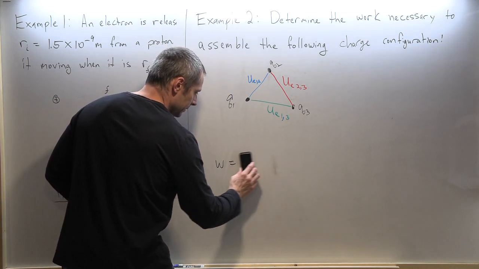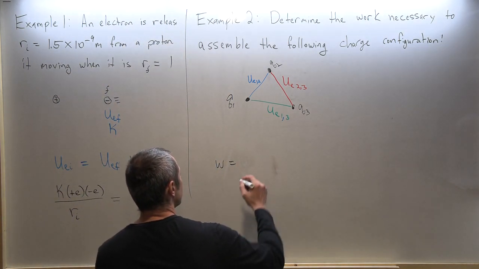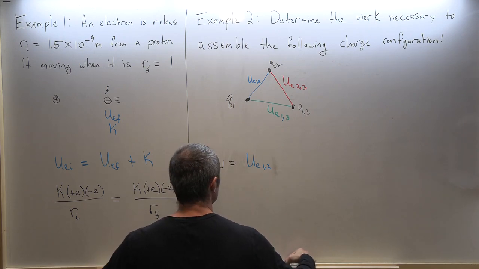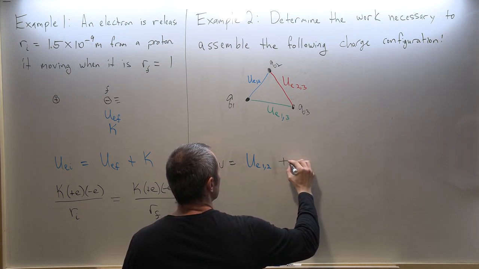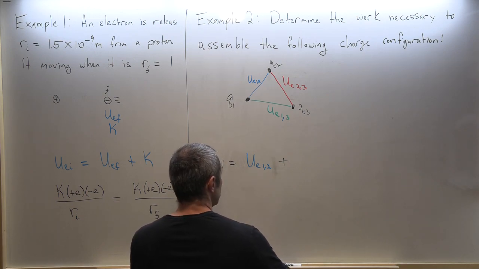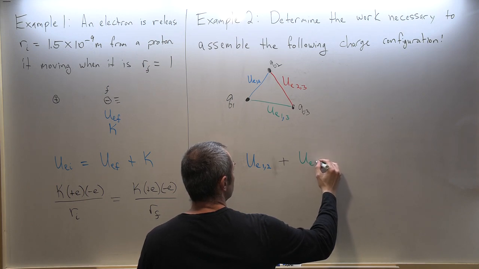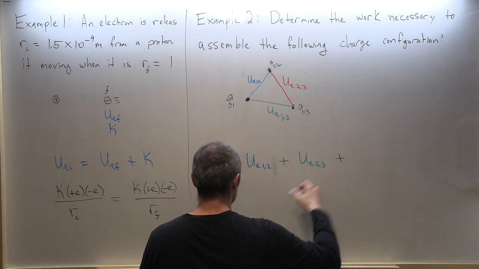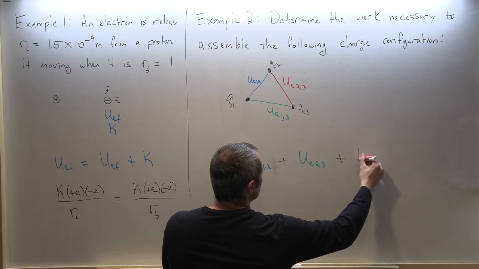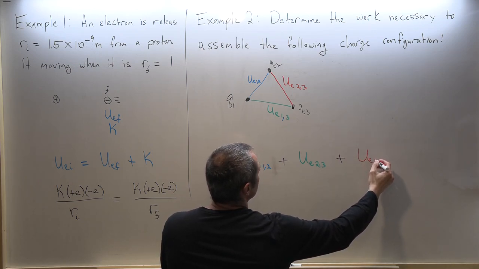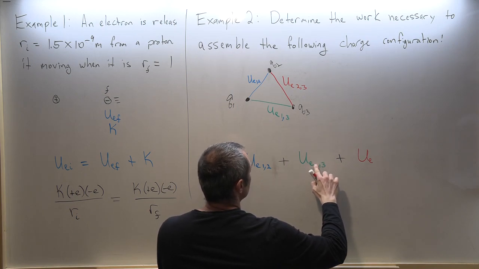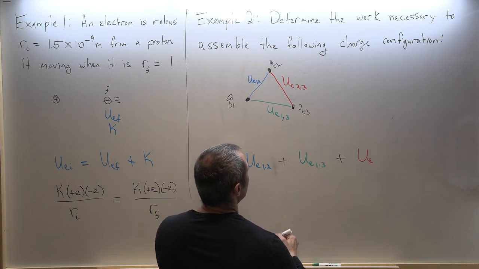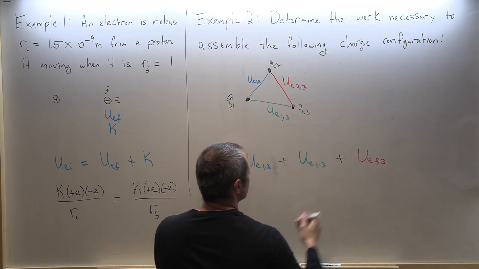So if I want to find the net work to assemble, it's all of this potential energy added together. So let me erase this and say that it is U electrical between 1 and 2 plus U electrical between 2 and 3 plus U electrical between 1 and 3. And 2 and 3. Okay?